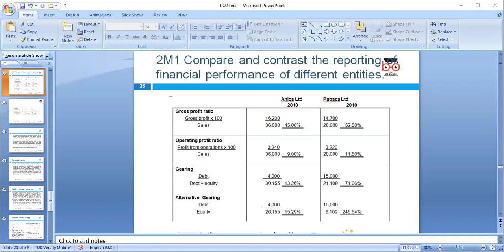The users of financial statements are investors, potential investors, lenders, suppliers, customers and government agencies, and they have different interests. For example, the government wants to take tax from the company, that's why they are interested. Yes, so we compare Anika and Papika, and then we can draw the report. Gross profit is better, net profit, operating profit. So overall, we are saying Anika is better than Papika, and we suggest we can invest in the Anika company.